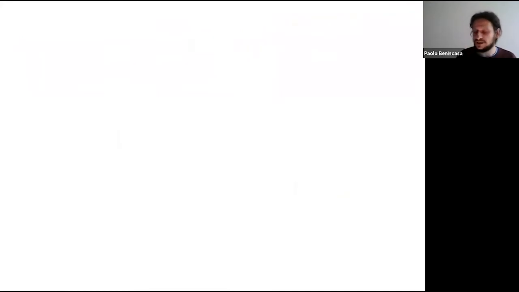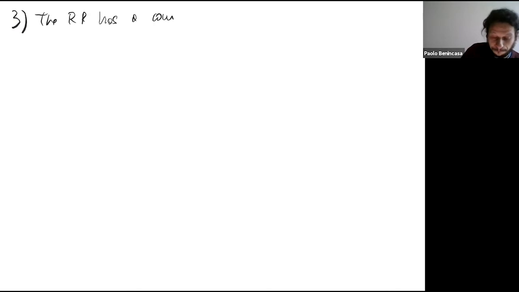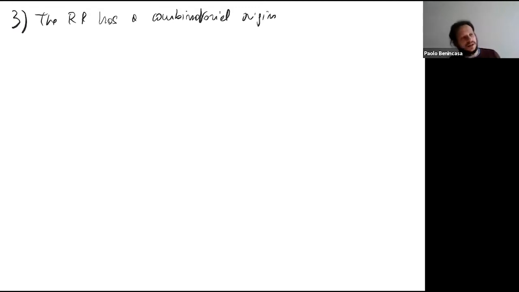Another important point is that we saw that this recursion relation has a combinatorial origin, which means that it can really be thought of as a set of combinatorial rules, because you can implement them by dividing a graph iteratively in connected subgraphs, which is equivalent to saying that you have to cut one edge at a time.